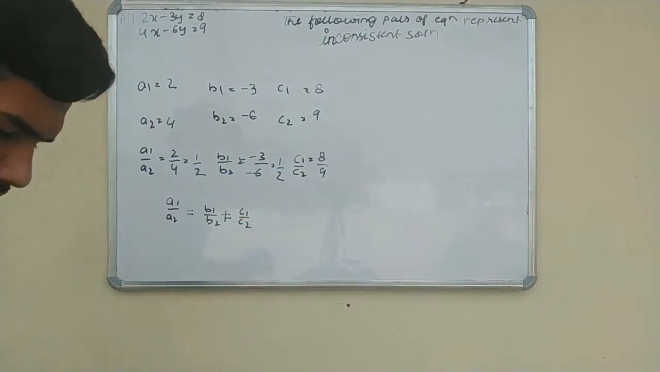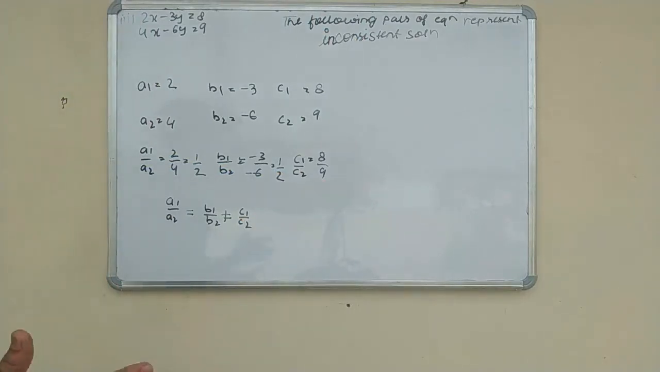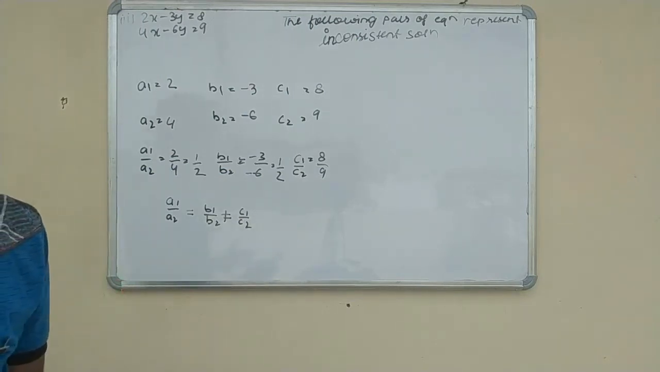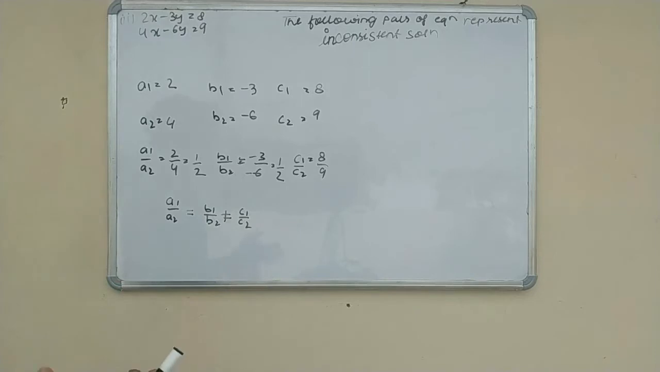Remember, consistent means having solution and inconsistent means not having solution. Intersecting and coincident lines have solution, so they are consistent, and parallel lines do not have solution, so they are inconsistent. Okay.